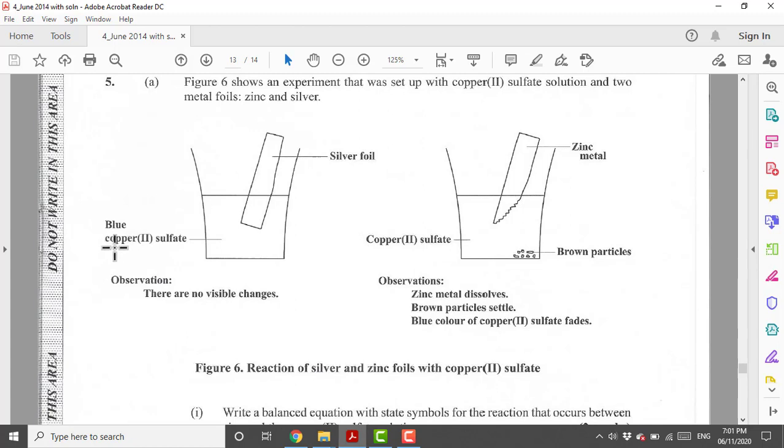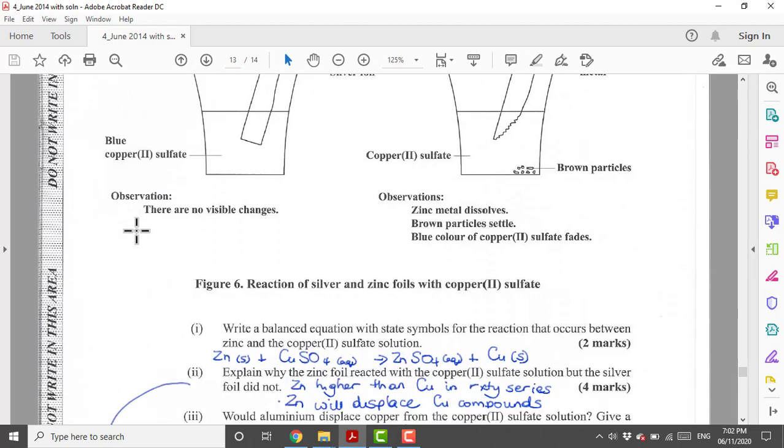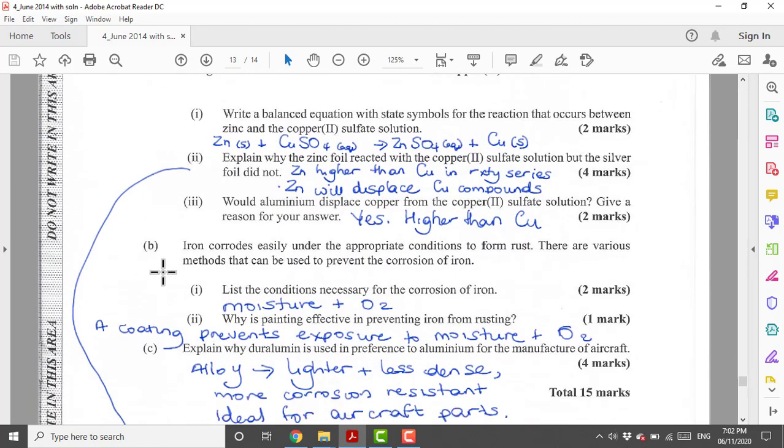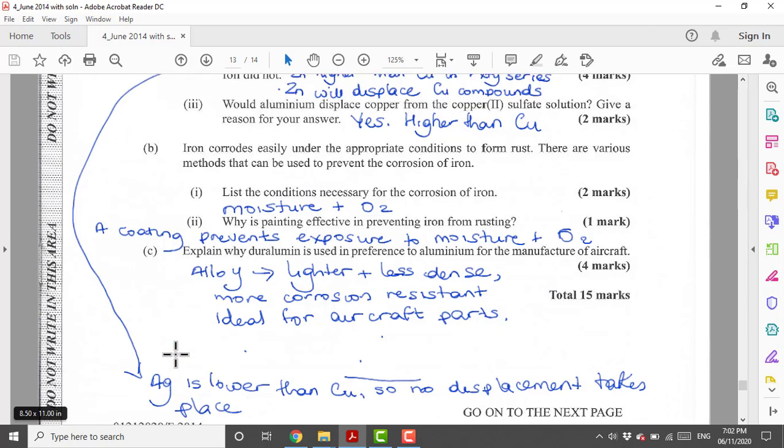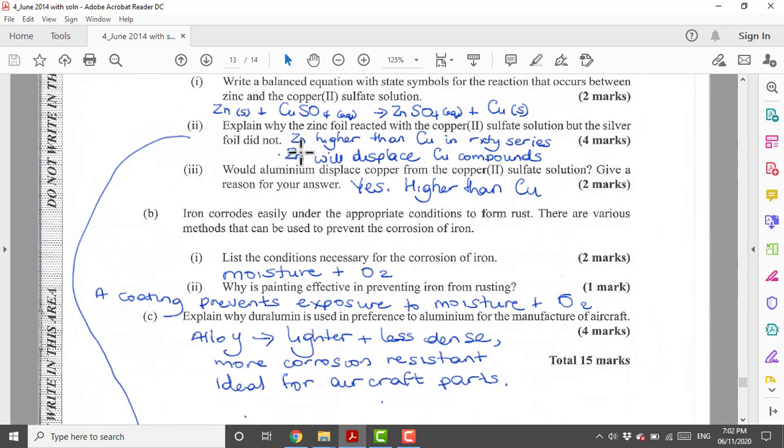But when we compare copper and silver, silver is below copper in the metal reactivity series. So I actually put the answer down here. Silver is lower than copper, so no displacement takes place. Any metal that is lower than another metal in the reactivity series is not friendly, all right? They want to stay by themselves. Okay, so silver is lower than copper, no displacement takes place. Zinc is higher than copper, so zinc will displace copper.